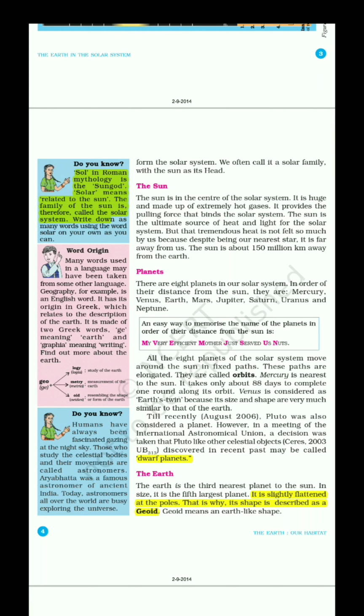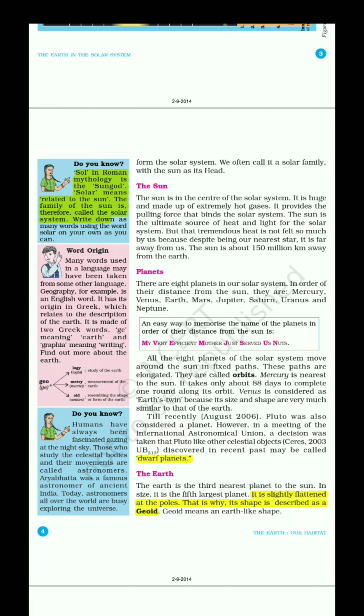Do you know, humans have always been fascinated gazing at the night sky. Those who study the celestial bodies and their movements are called astronomers. Aryabhatta was a famous astronomer of ancient India. Today, astronomers all over the world are busy exploring the universe. Definitely, Aryabhatta was a great astronomer.